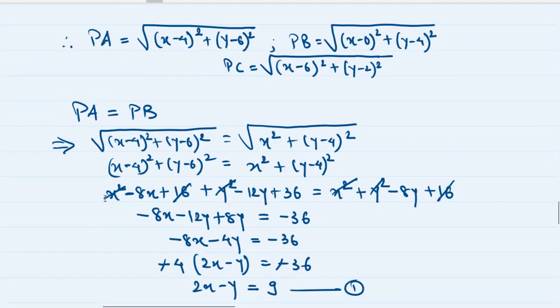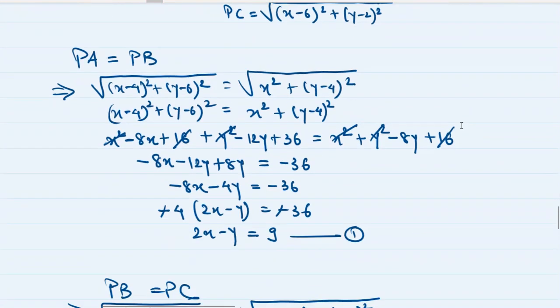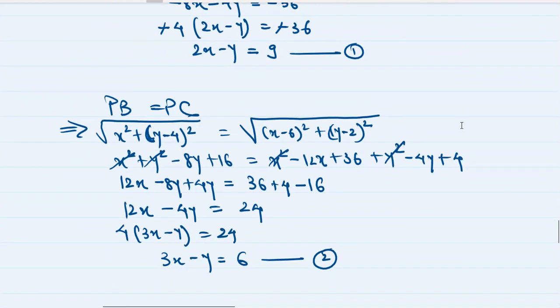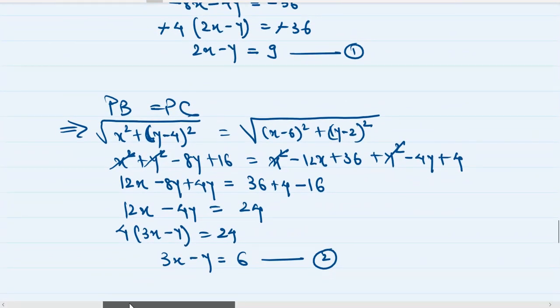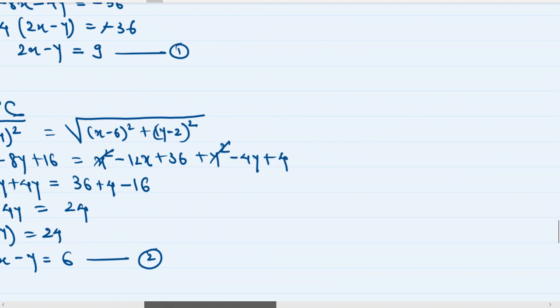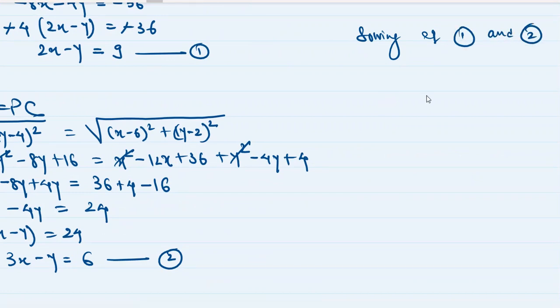Great. So what have we got? See, we wanted the coordinates of point P. Have we got coordinates of point P? No, we have got two equations. Let's solve these two equations and then we'll get the coordinates of point P. Okay, so solving equations 1 and 2. How we will solve it?